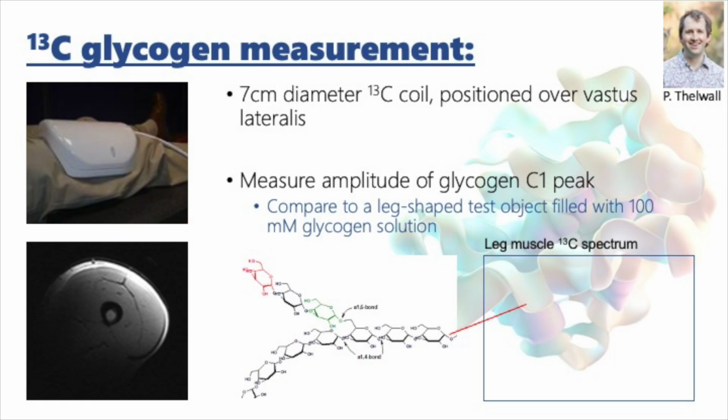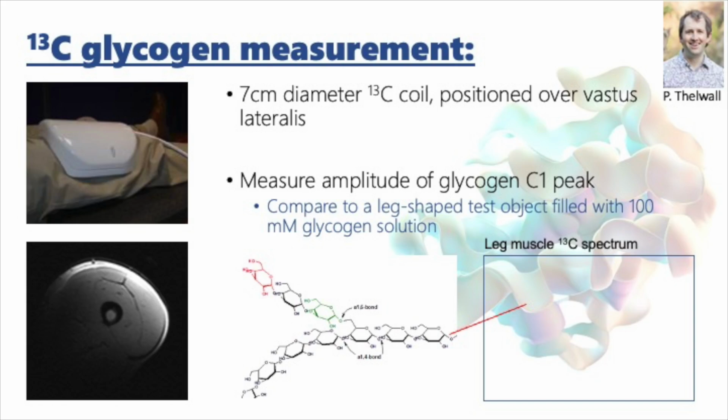And one of the good things of moving to Newcastle is that I could start working with this person here, Pete Thelwall, who is professor of physics and works in the MRI, and he developed carbon spectroscopy in Florida and now in Newcastle. So what we have done with Pete is to use this coil that you can see here. This is a carbon coil that can detect the carbon atoms in the muscle. And what we want to study is the first carbon of glycogen, which is this structure here.